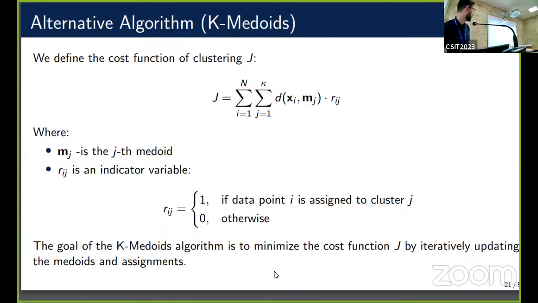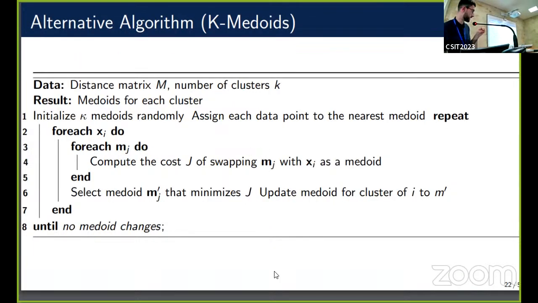We also consider an alternative algorithm, which is the K-medoids algorithm, but we're using the distance metric with our defined distance. Proving the consistency for this algorithm is harder, but it works better in some practical applications.